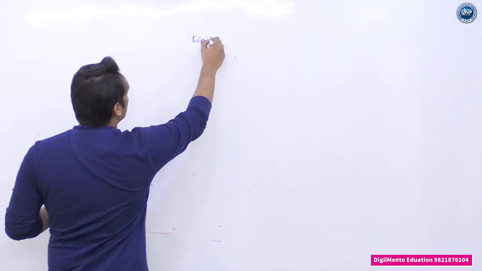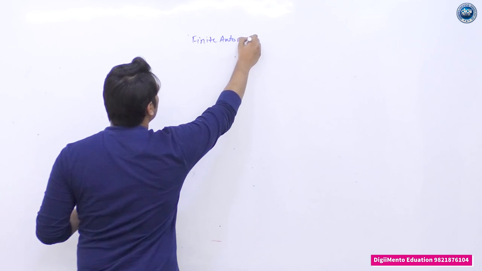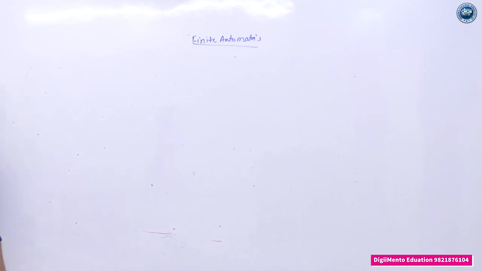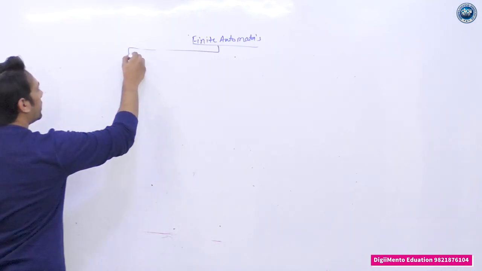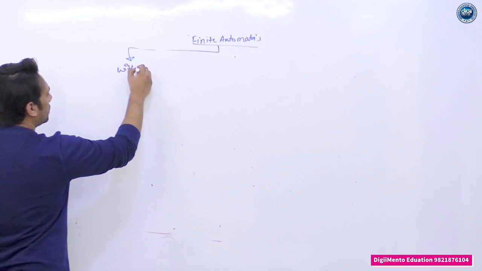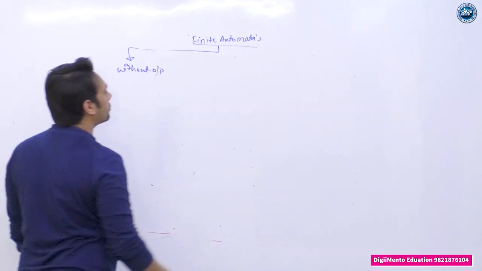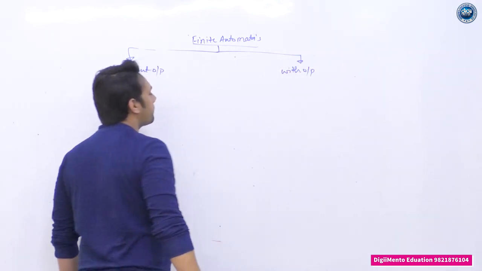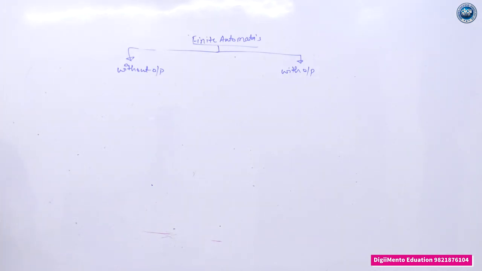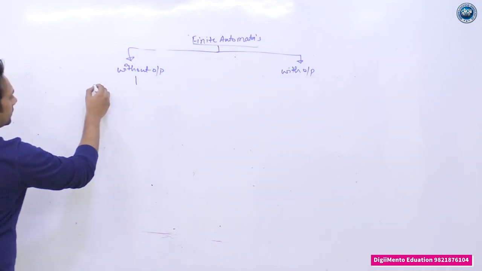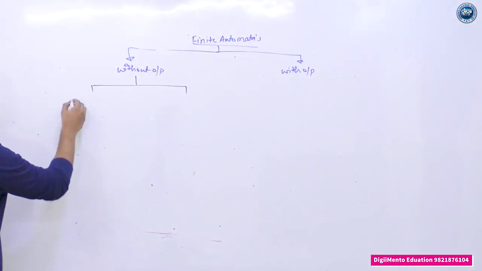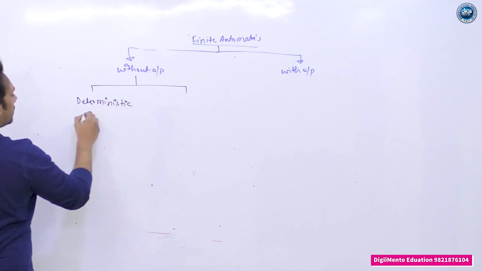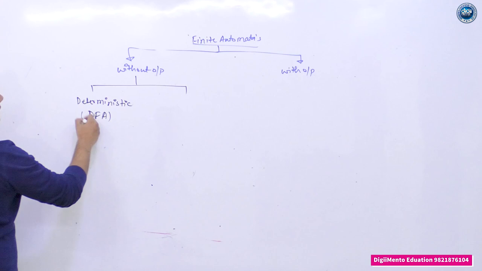There are various types of finite automata. We have finite automata without output, and then we also have finite automata with output. The finite automata without output are of three types that we'll be studying. The first one is deterministic, which is also called deterministic finite automata or DFA.